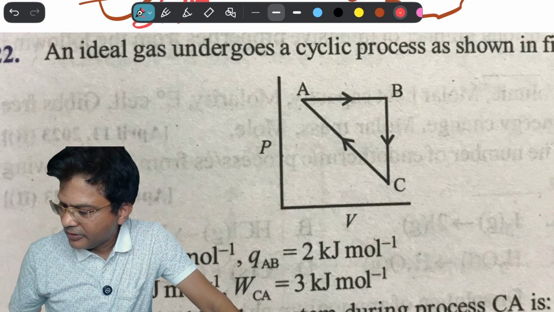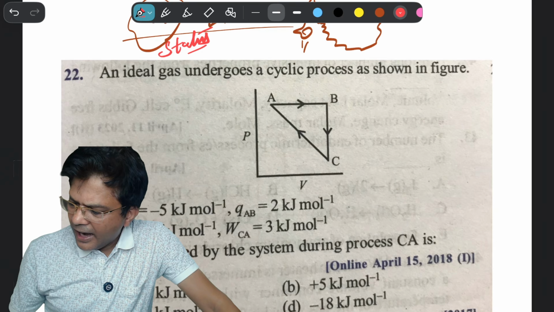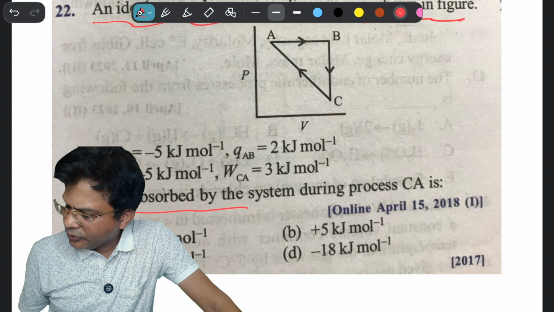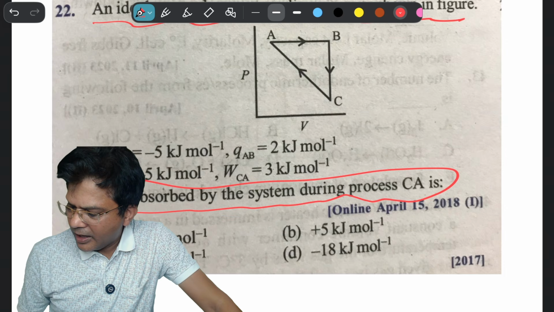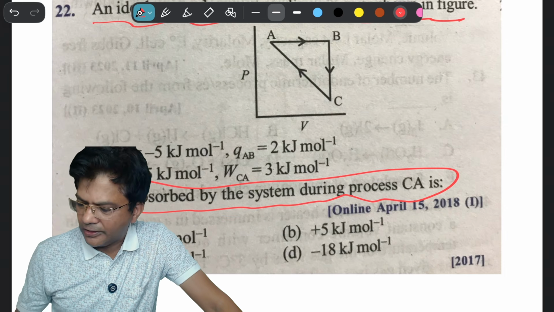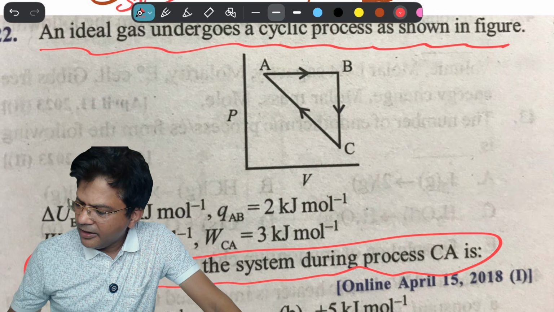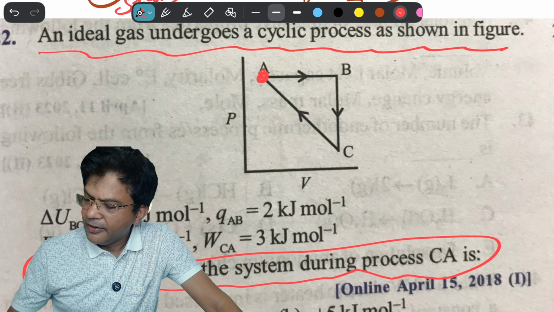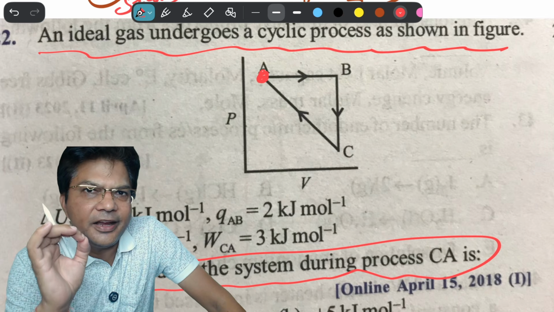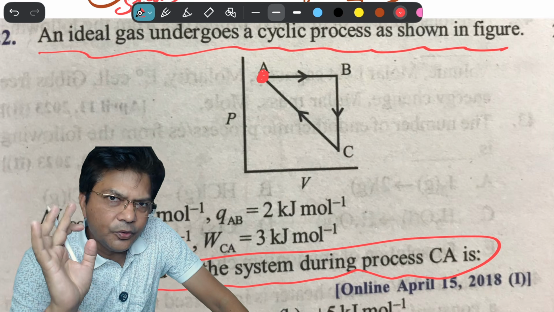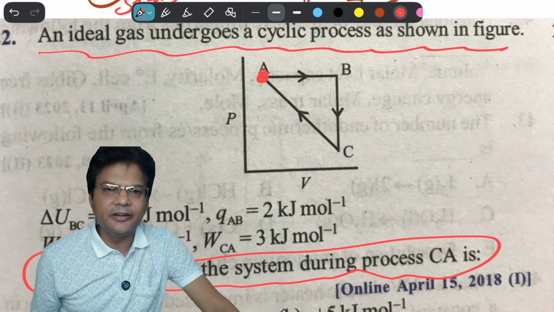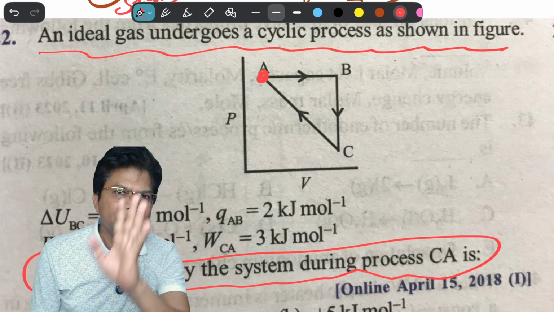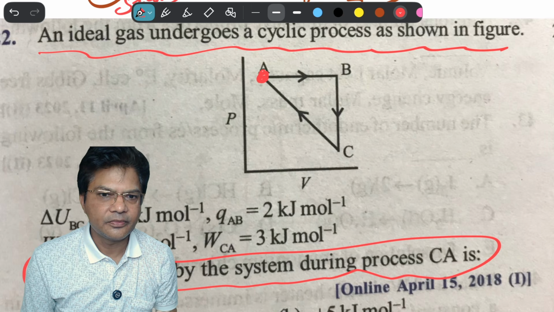Come to this. Now, an ideal gas undergoes a cyclic process like this, and heat absorbed by the system during C to A. They are asking about the heat. How to solve this question? My dear students, remember that if we have started from A and gone to B, then to C, then back to A, coming back, the change in internal energy will be 0. Can I say that the change in internal energy going from A to B, B to C, C to A back will be 0? Yes, sir.